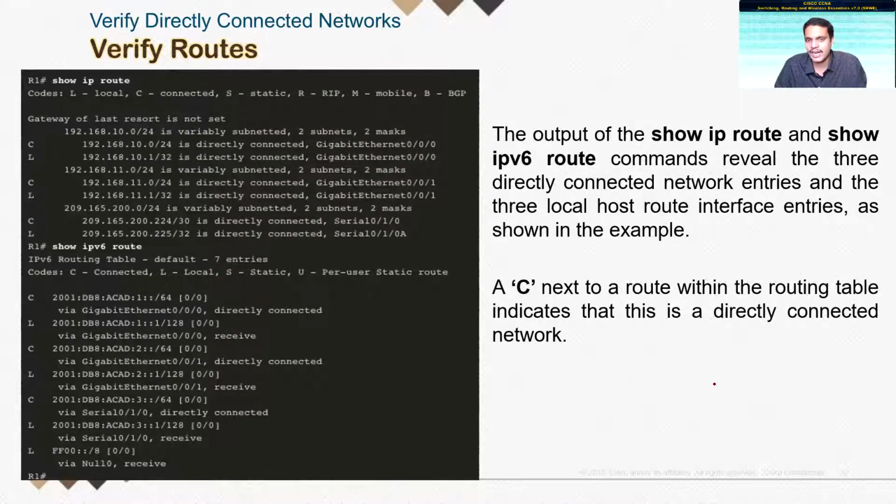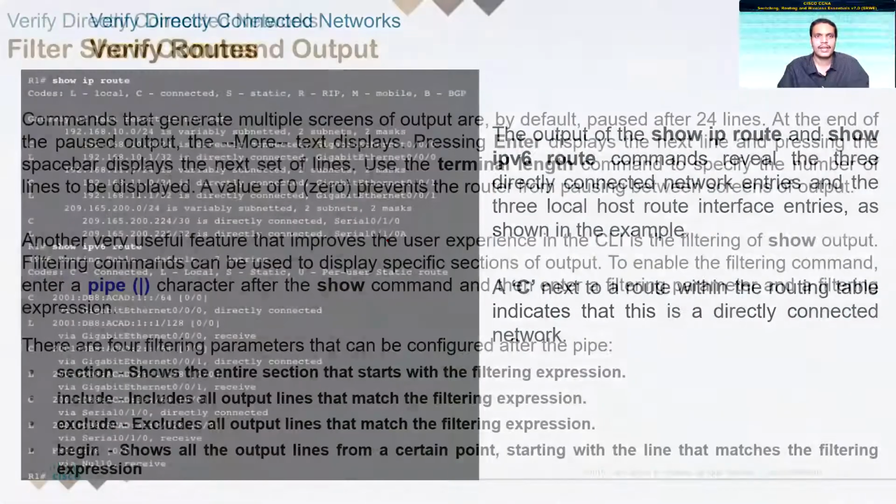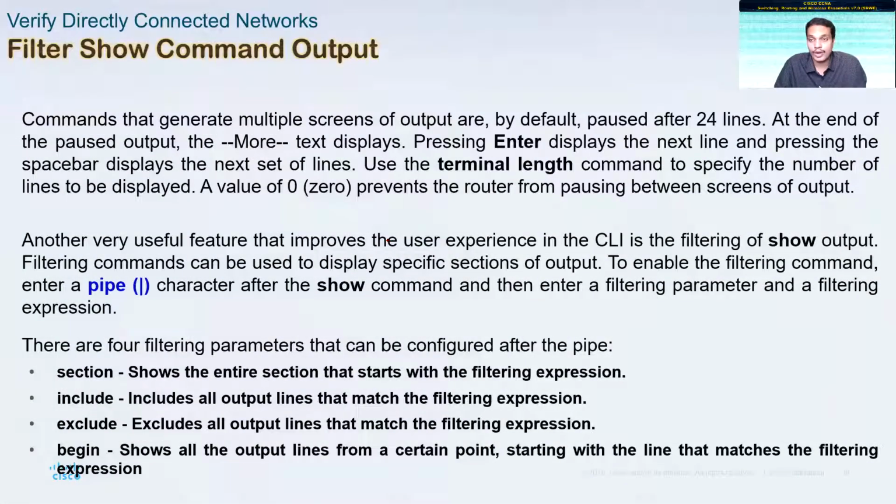So they are denoted by C and L. A C next to a route within the routing table indicates that this is a directly connected network to the router. L means it's a local host. So this is how your show ip route and show ipv6 route look like. This is just like the routing table which is present inside the router. For all the interfaces of the router, the networks that it is connected to are displayed in the output like this.